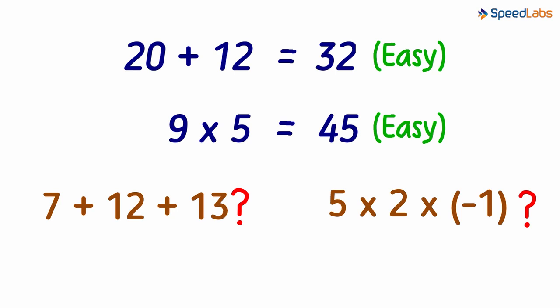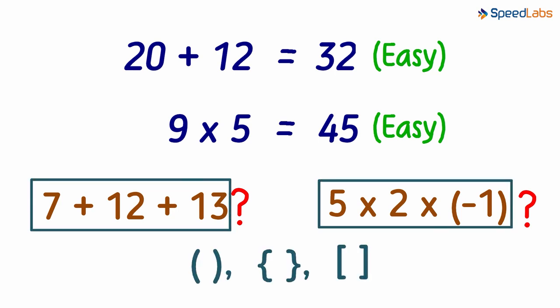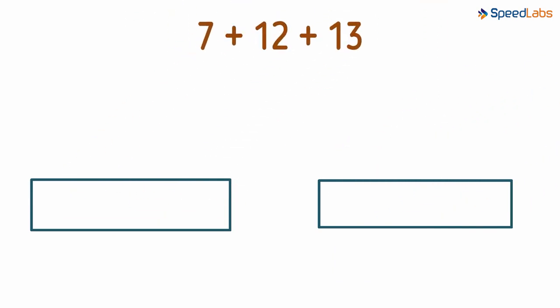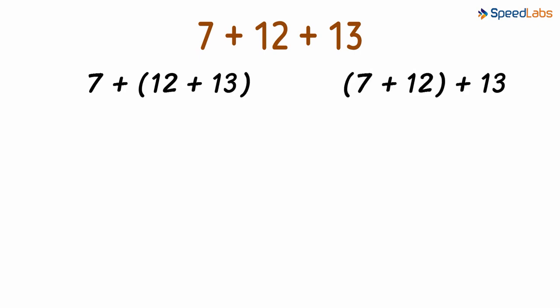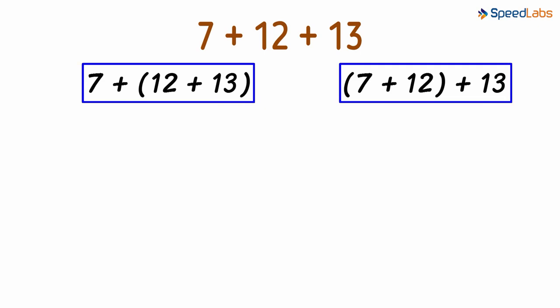In such cases, we use mathematical brackets to group any two integers together. Like in this question, we can group any two integers together. Maybe like this. Or it can be done like this as well. Which one of these would give us the right answer? Before we find it out, let us first solve these two expressions.